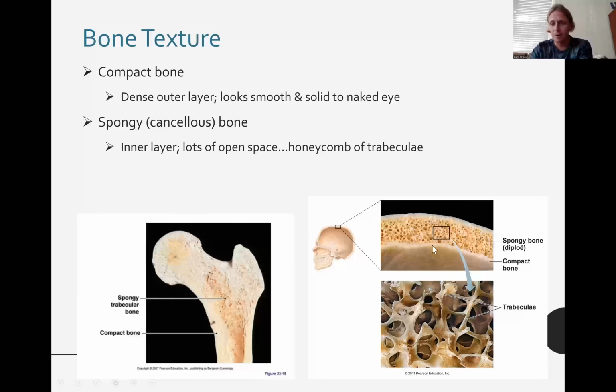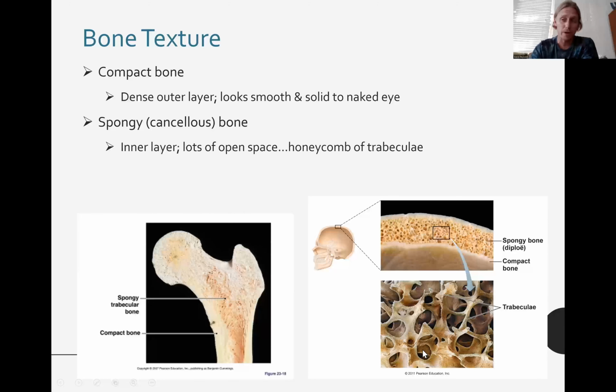Here is compact bone. Compact bone is where all those osteons fuse together. You don't have osteons in the spongy bone, though. Instead, you have these little pillars called trabeculae, and it creates this open chamber through the spongy bone. Now, this open chamber is not just an open chamber.